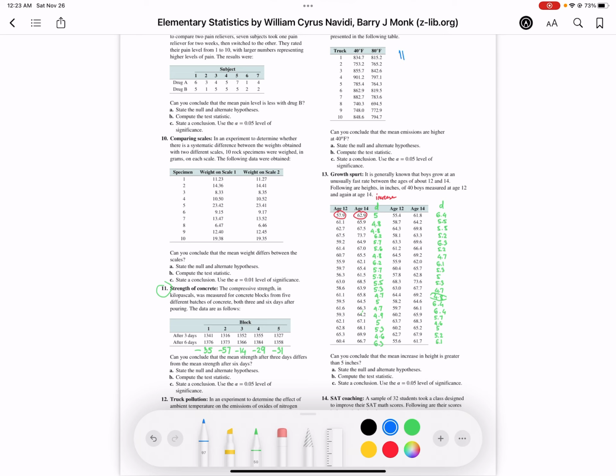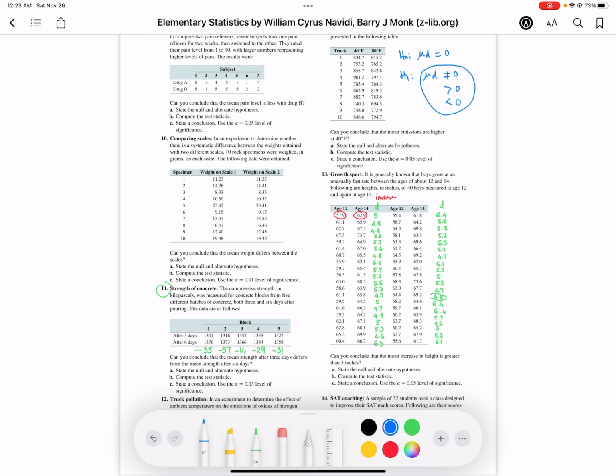The null, we always assume that mu d is equal to 0. And the alternative hypothesis can be mu d not equal to 0, or greater than 0, or less than 0. So when we read the problem, especially the question, we decide which one we should set up for the alternative hypothesis.